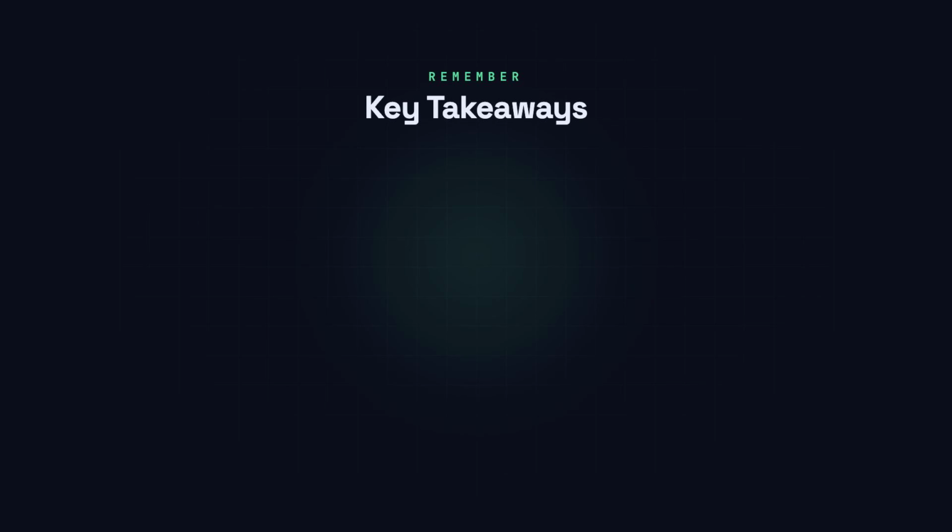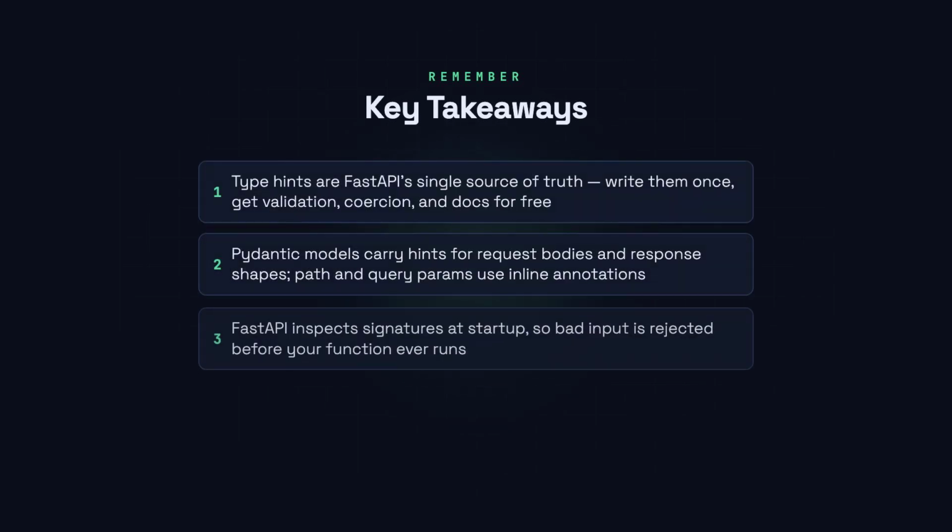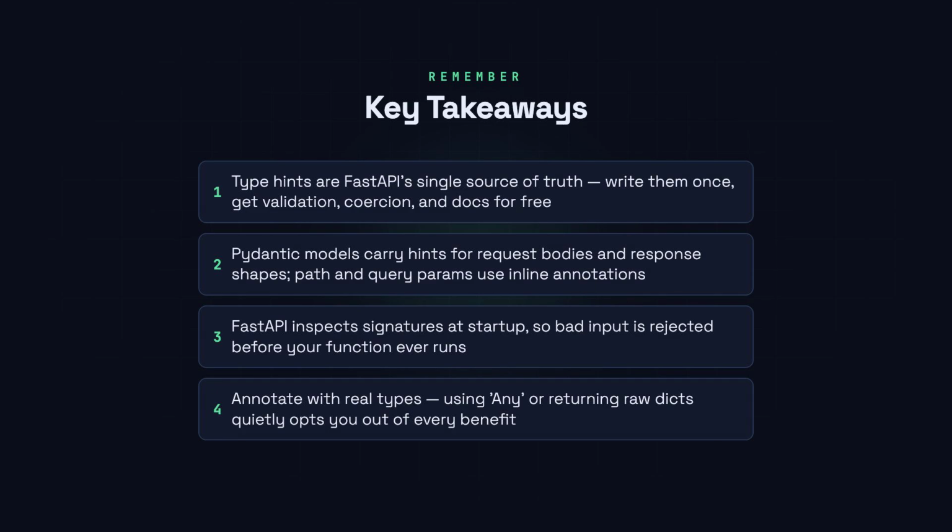To wrap up, FastAPI treats your type hints not as comments for humans but as executable contracts for the framework. Write the shape of your data once in a function signature or a Pydantic model, and you automatically get input validation, type coercion, and a live OpenAPI document. That is the core promise of the framework, and every other feature we cover in this course builds on top of it.